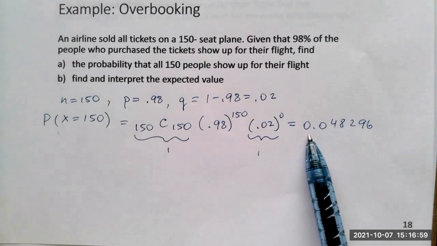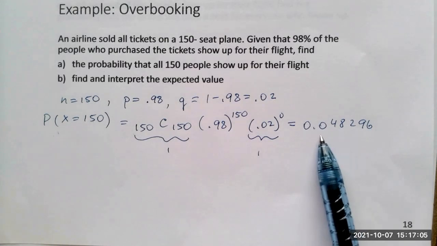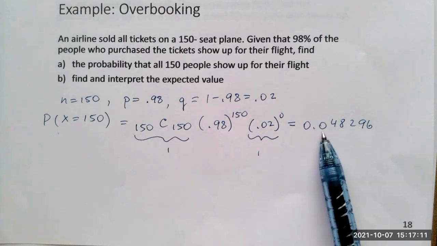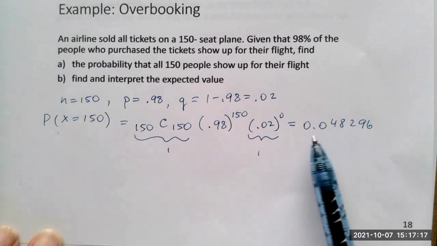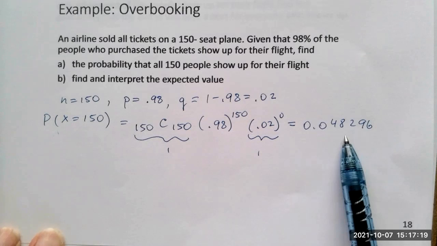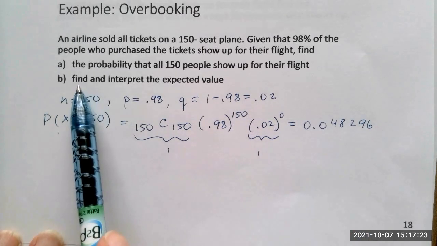Okay, so this is the probability that all 150 people will show up, and would that be unusual? That's our question. And the answer is, looking at the probability, remember I told you that if the probability is less than 5%, that's an unusual event. So here we have a probability of 0.048, which is close to 5%, but not exactly. So I would say this is still an unusual event. Well, let's proceed to question B.